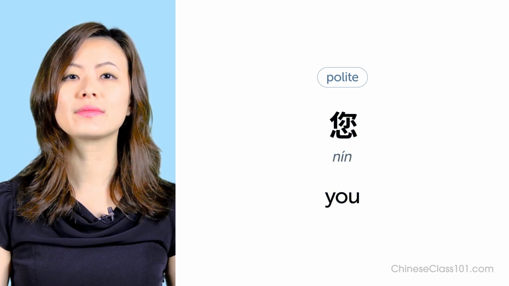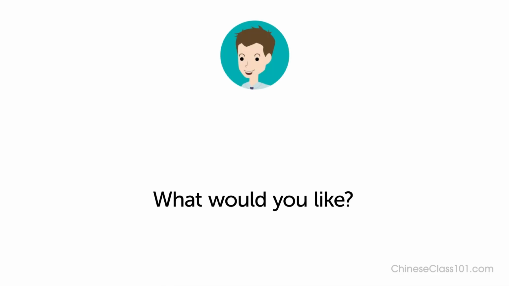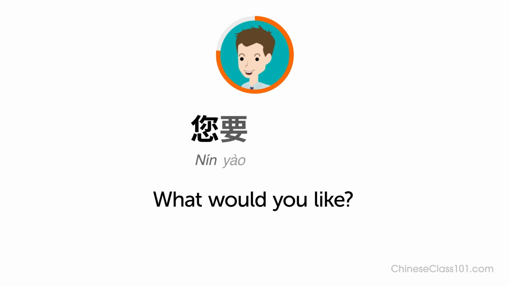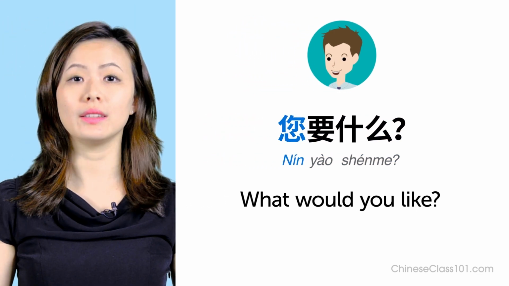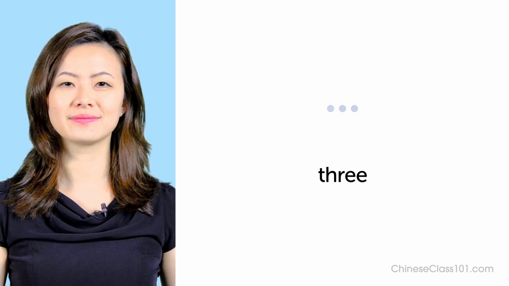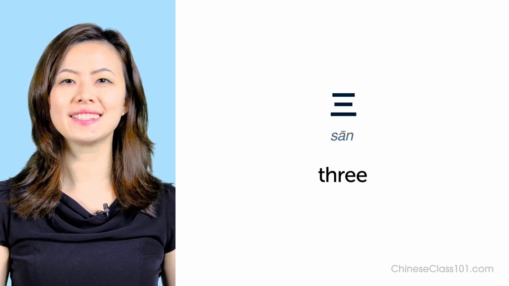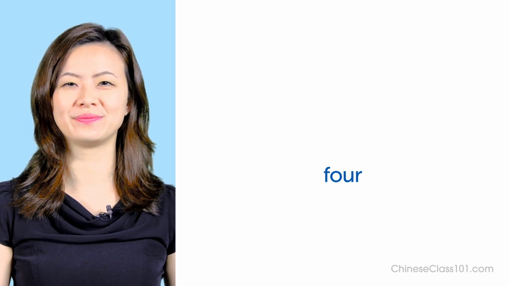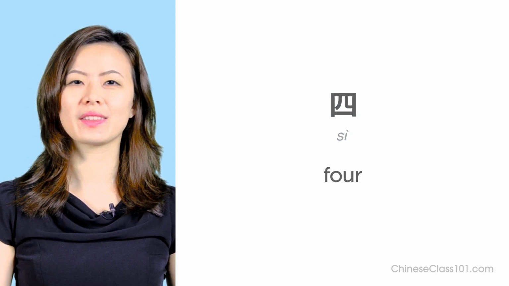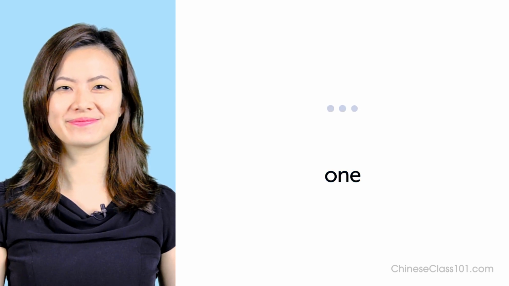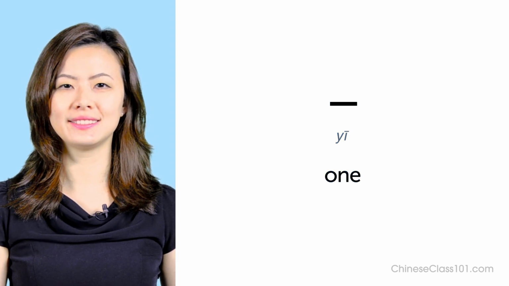And the polite way to say you. 您. Do you remember how the waiter says, what would you like? 您要什么? Do you remember how to say 3? 三. And how to say 4? 四. Do you remember how to say 1? 一.